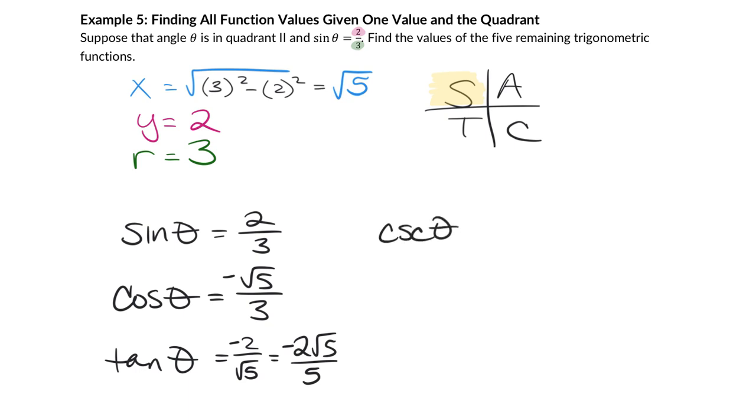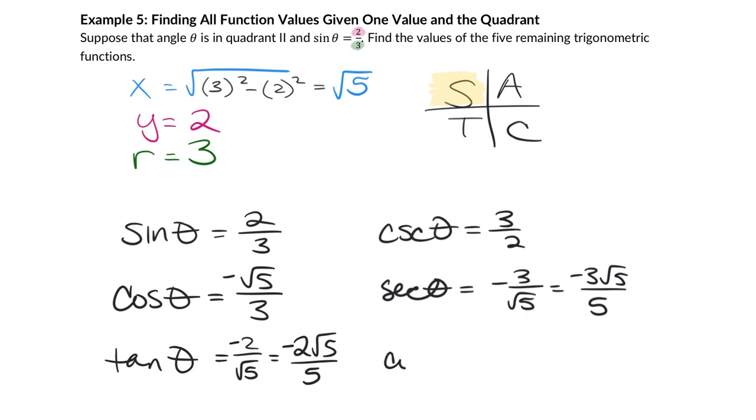Cosecant of theta should be equal to 3 over 2. Secant of theta should be equal to negative 3 over square root 5. Uh-oh. Just kidding. Negative 3 square root 5 over 5. And then cotangent of theta should be equal to square root of 5 over negative 2, which is fine. We can leave it like that. Okay.